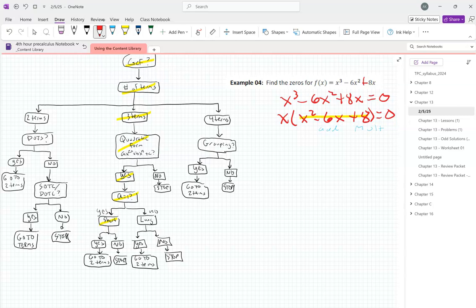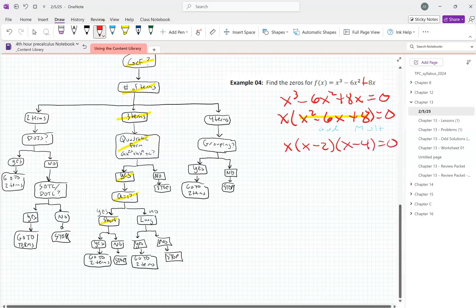Multiply to give us positive 8, add to give us negative 6. Negative 4 and negative 2 is correct. With that, that's all I need to get to my factored form. If you have to do the long way, you have to break it up and do grouping, and it's kind of a whole thing. Okay.